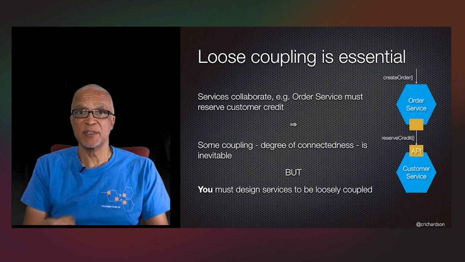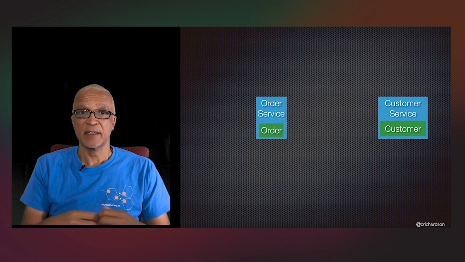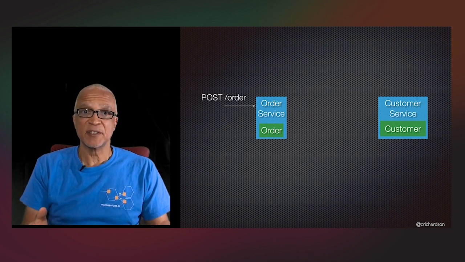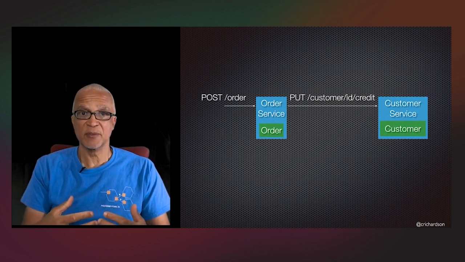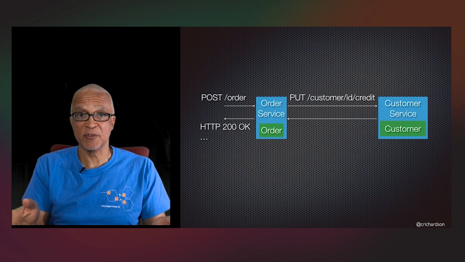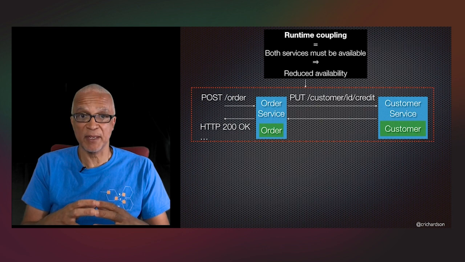it's essential that you design your services to be loosely coupled. To understand why, let's look at the different types of coupling. The first type of coupling is runtime coupling. Now let's imagine that the order service reserves credit by making a PUT request to the customer service. In this design, the order service cannot respond to a POST request until it receives a response from the customer service. While this seems simple and in some ways natural, it's actually an example of very undesirable tight coupling.